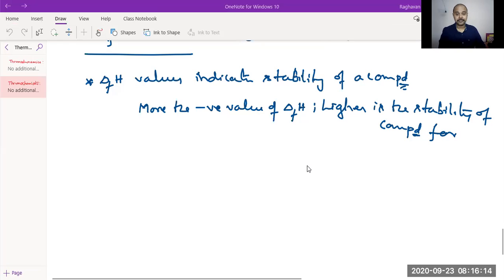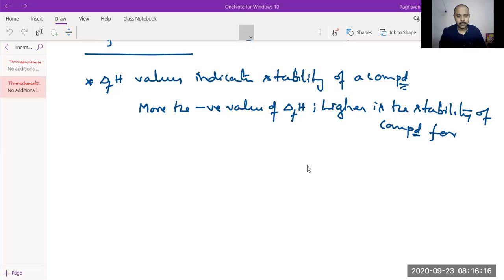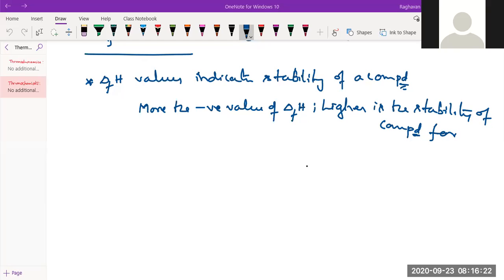You can see the screen, all of you. Yes, sir. More the negative value of delta FH, higher is the stability of the compound formed. Okay. Example.